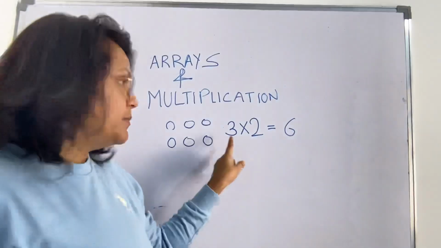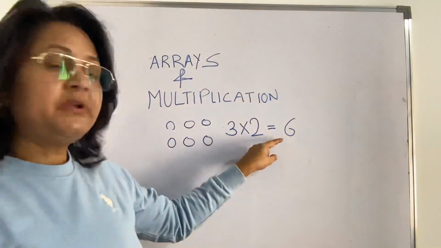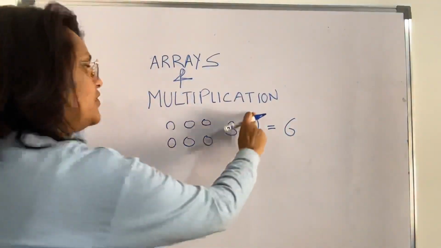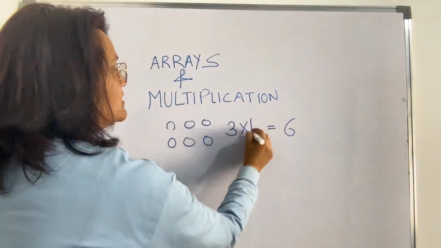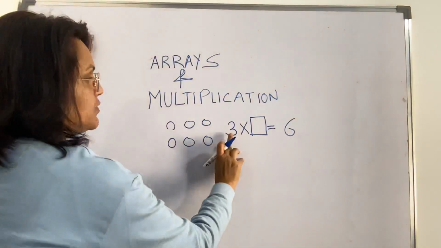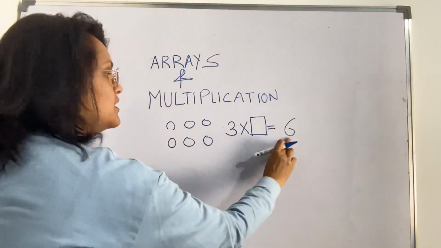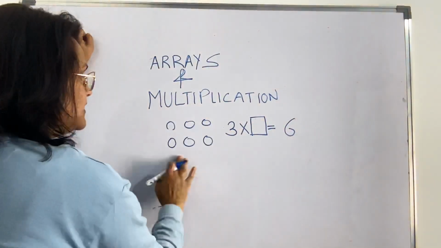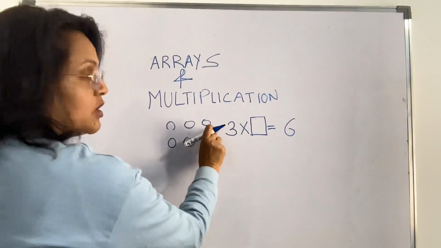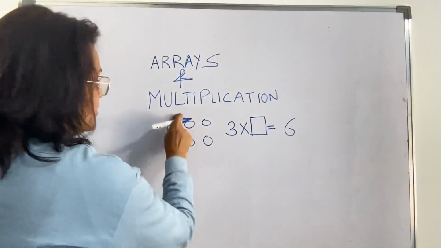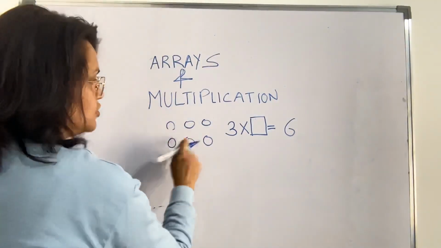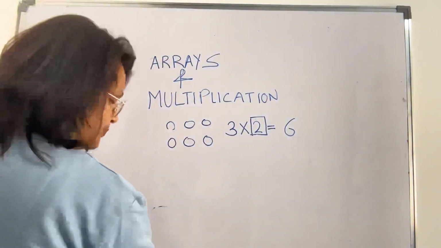We got to know that the multiplication sentence can be made with the help of arrays. Suppose we erase this number and keep a fill-in-the-blank here, the child should be able to understand: okay, 3 into something is equal to 6. Overall it is 6. 3 means 1, 2, 3, which is in the horizontal line, so definitely the vertical lines are missing. In the vertical line, how many are there? Okay, 1, 2. So the child will understand 2.